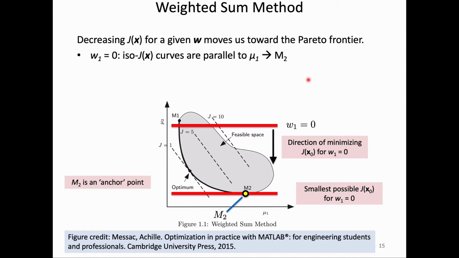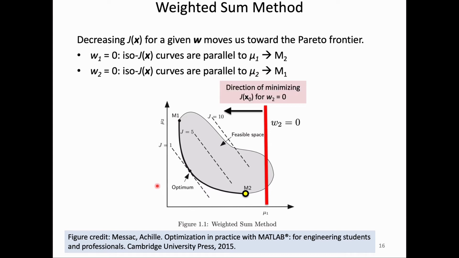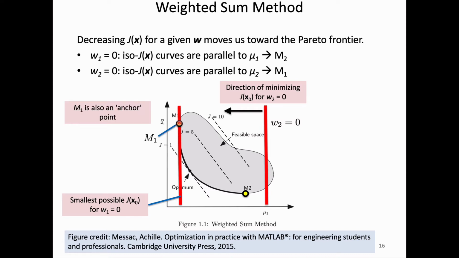An anchor point is the point you get where you try to minimize one of the objective functions while ignoring all of the others. Let's have a look at what happens when we set W2 equal to 0. In this case, we get a vertical line, which is parallel to the mu2 axis. If we want to reduce the aggregate objective function value, we need to move to the left, as far as we can go. This is what results. This is the smallest possible value of J4. This should be W2 equals 0. And this is the point that we get, the smallest mu1 value point in the attainable set. That's M1, and M1 is also an anchor point.